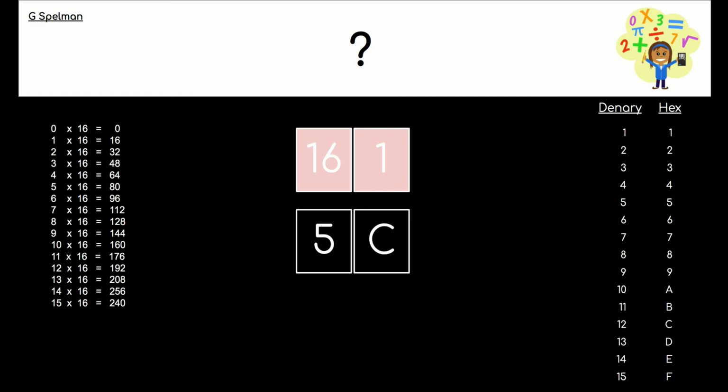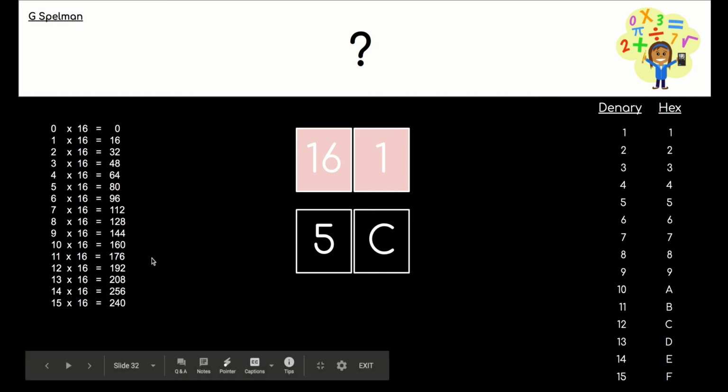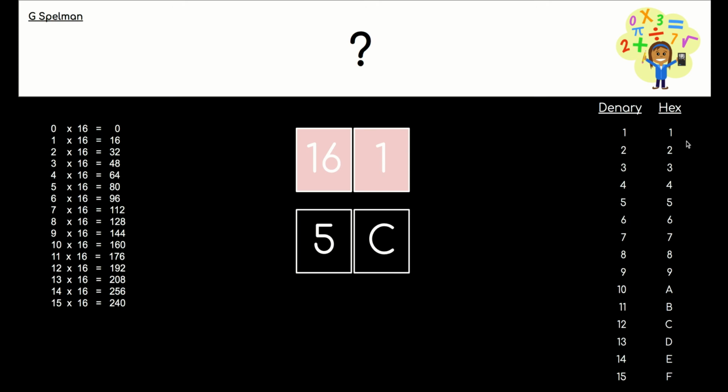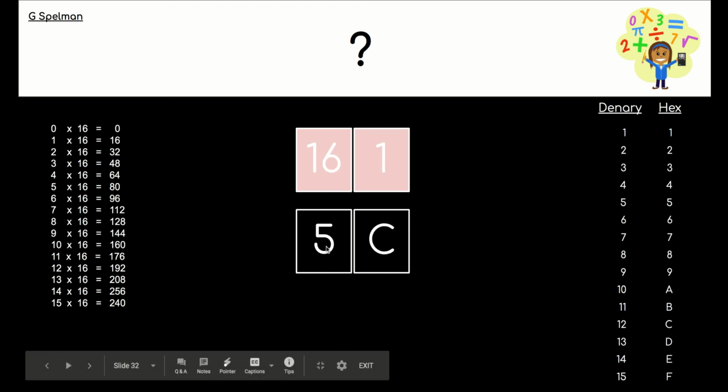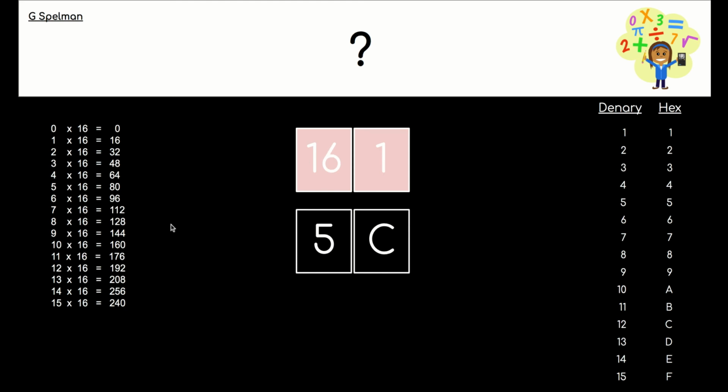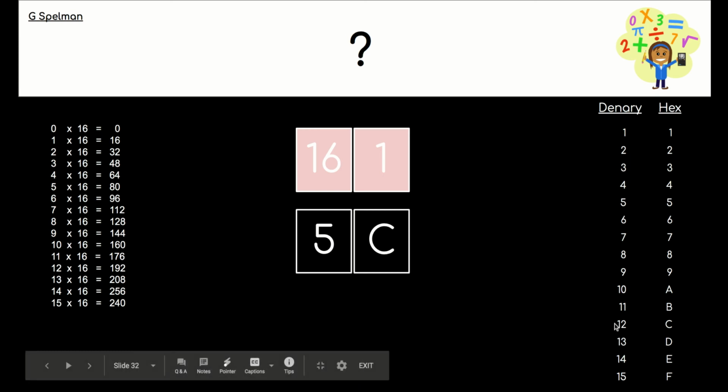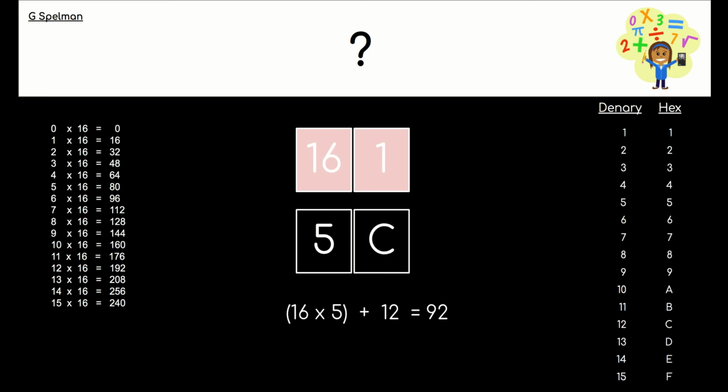Okay, so they're getting a bit more difficult, and for that reason, I have put the 16 times table here for you, and I have put the denary to hex conversion here. So if we are going to approach this, we would have to find 5 times 16 over here, and that is 80. And then over here, we would have to find C, and that is 12. So 80 plus 12 is 92. So I hope you got that.